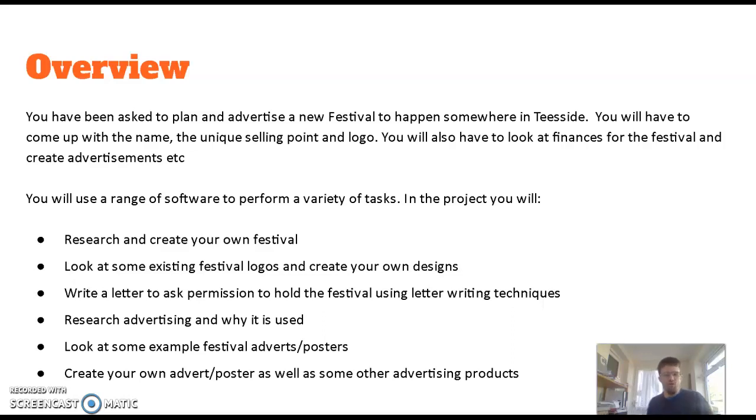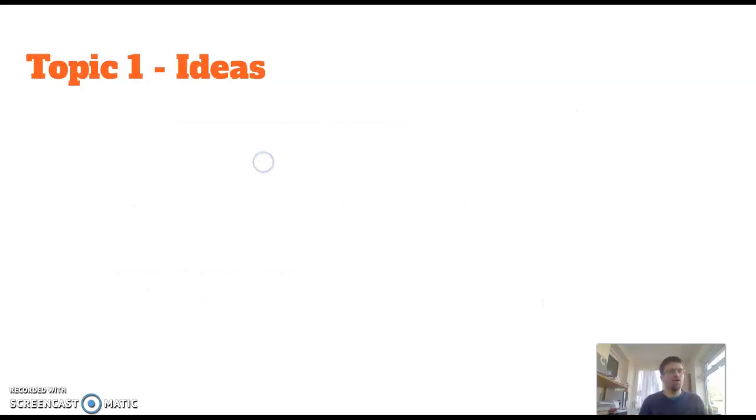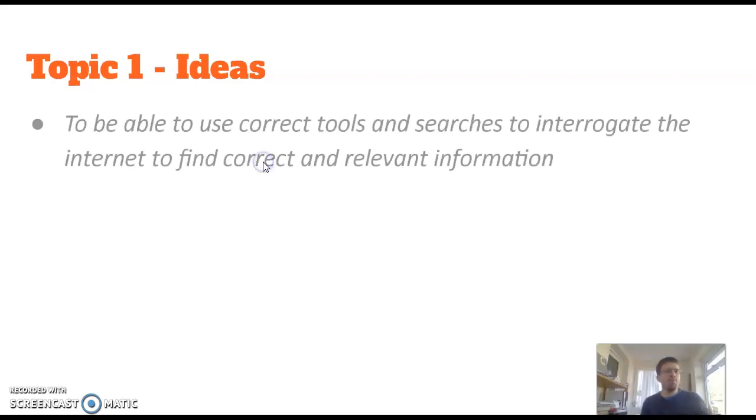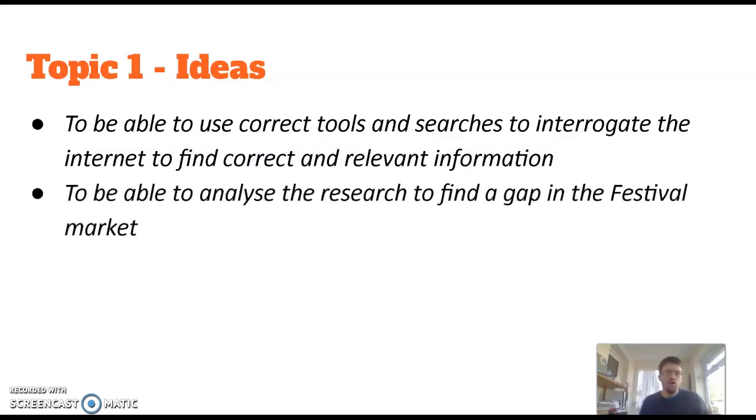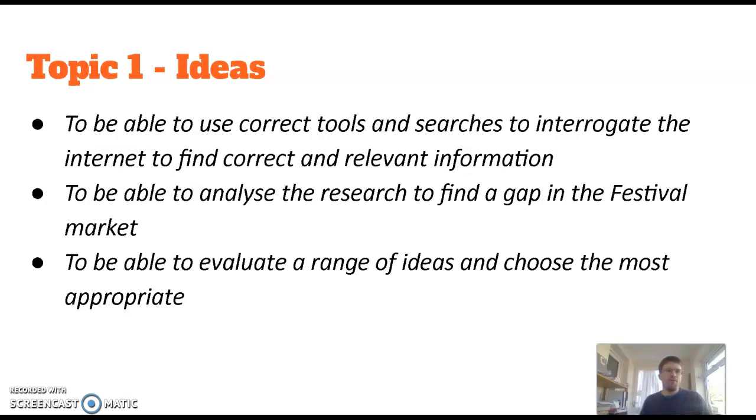So we're going to start off with researching and looking at ideas for your festival. By doing this, hopefully you're going to learn how to use correct tools and search for information properly on the internet and get the correct and relevant information. You're going to analyze what you've done to find a gap in the festival market, because what you want to do is find a brand new idea that no one else has got, so lots and lots of people will come to your festival. Hopefully you're going to come up with 5, 6, 7, 10 ideas, and then you, and maybe with help from parents and other people in your house, are going to come up with the most appropriate idea for your festival.